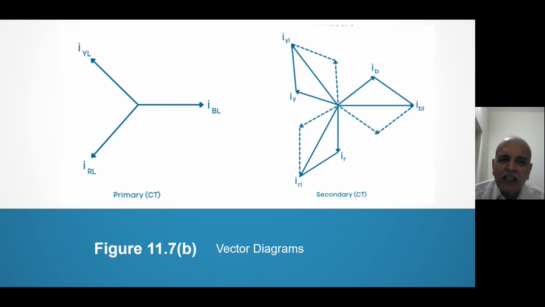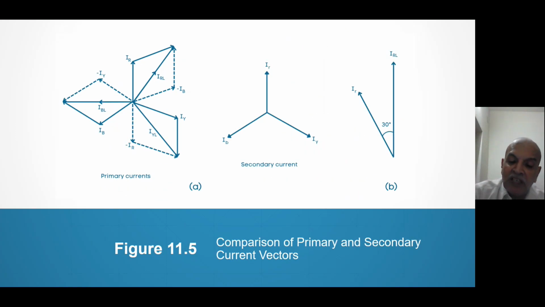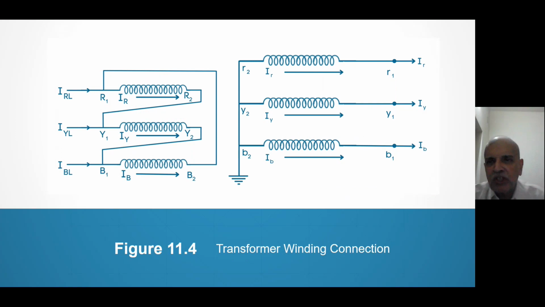In this one figure is missing. I'm sorry, but I can explain to you that figure. I cannot now redraw. But what do we do to avoid this problem? CTs on the line side, that is CTs will be connected on IRL, IYL, IBL, not within the transformer. So those CTs are star connected. Delta side CTs are star connected and Y side CTs are delta connected.